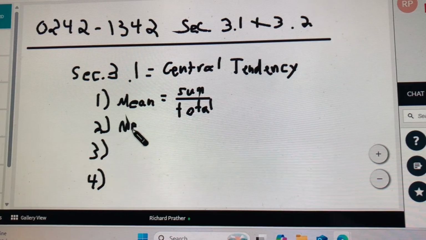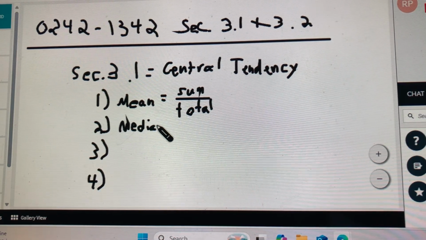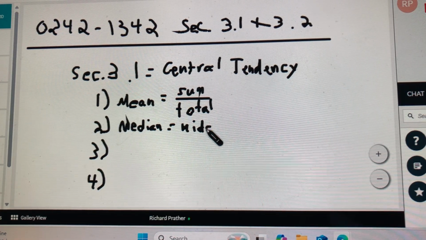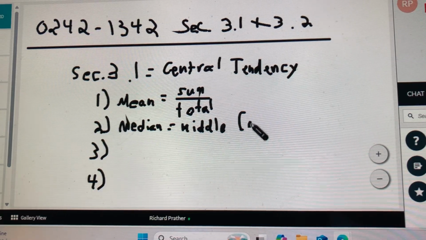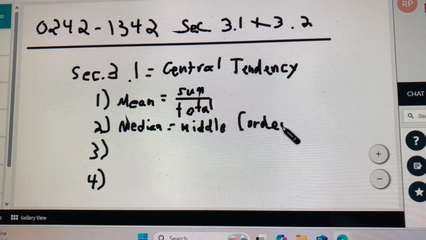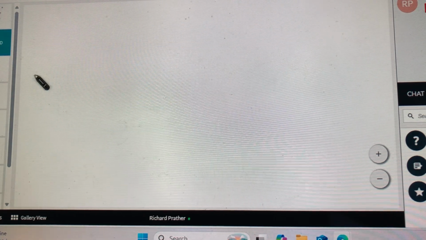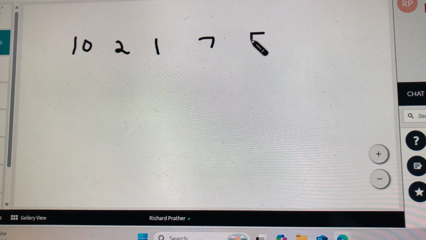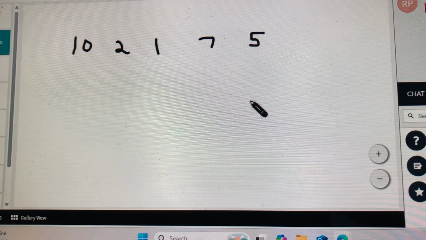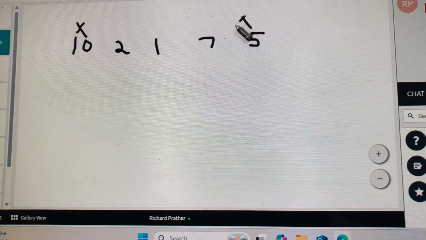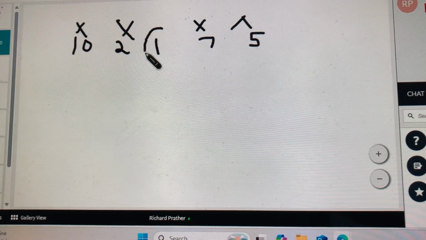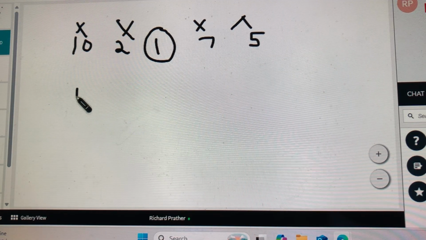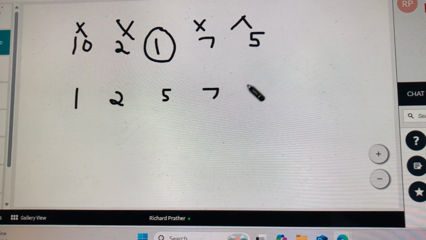The second one is called median. This is the middle of the data. The middle when the data is placed in order, though. So a problem that'll trick somebody is you'll give them 10, 2, 1, 7, 5 as the data set, and it asks what's the median. And somebody's like, okay, I'm going to eliminate the lowest and highest, the next lowest and highest, and oh wow, there's one sitting in the middle, and they think that's the median. And it's totally wrong because you didn't put the data in order first. You should have done 1, 2, 5, 7, 10.